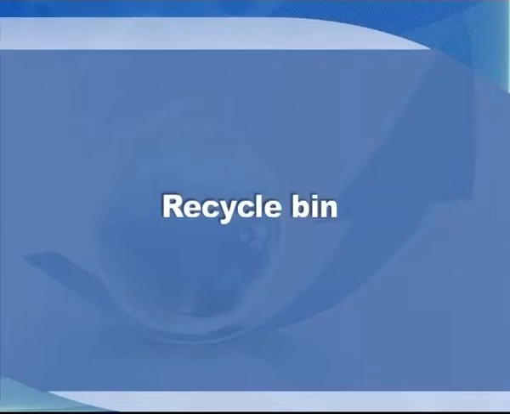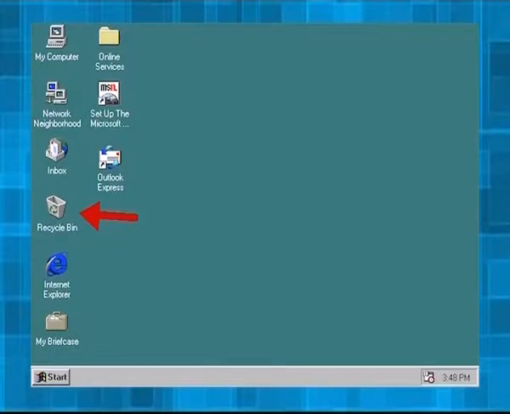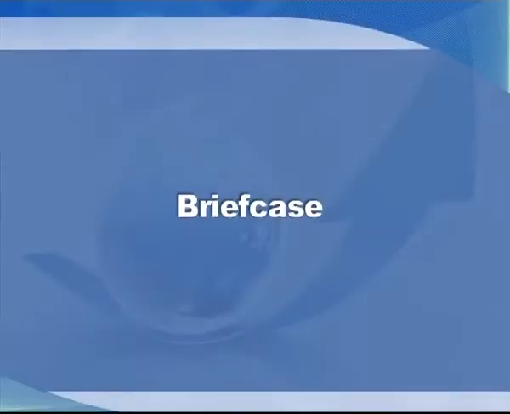Recycle Bin. This icon receives all deleted objects like files, folders, documents, applications, etc. These deleted objects can be retrieved by dragging them out of the Recycle Bin and dropping them onto the desktop or into a folder, or they can be permanently deleted from the disk by choosing the Empty Recycle Bin selection on the File menu. Briefcase.